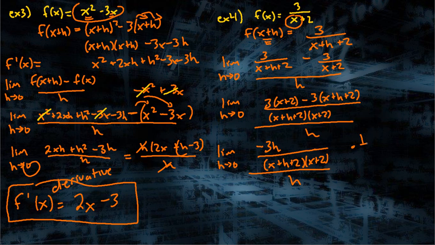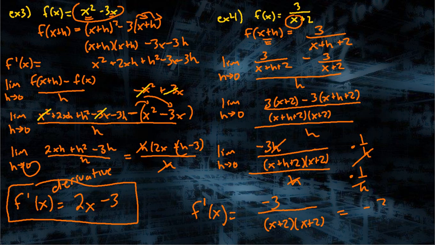Now I'm going to do this trick: times 1 over h times 1 over h. Sometimes that's all you have to do to get that h to cancel, because it's going to cancel there, and then it's going to cancel right here. And now I'm ready to take my limit. I'll put that 0 in for h, and I'm going to get f prime of x. So my derivative is negative 3 all over x plus 2 times x plus 2, because h went to 0. And you could write that as x plus 2 squared. It really doesn't matter, but here's our derivative.